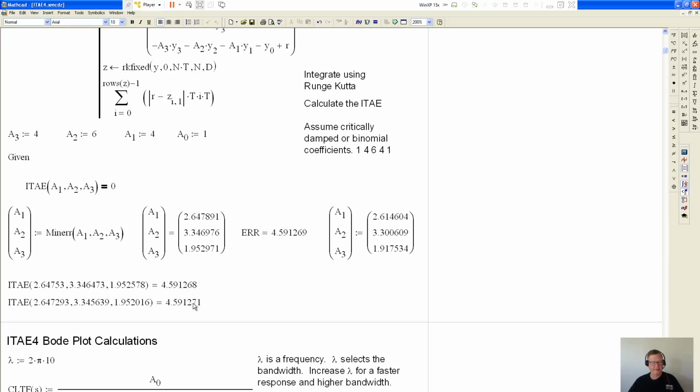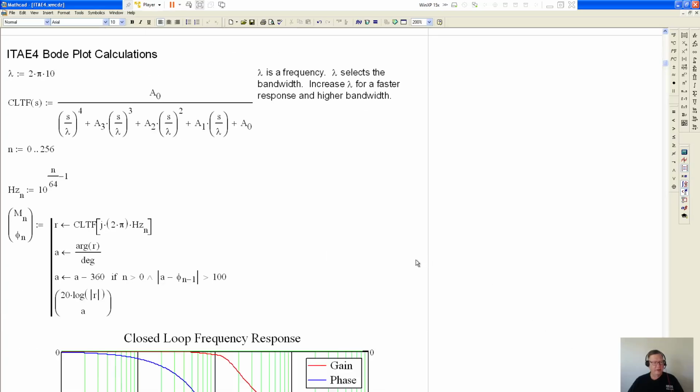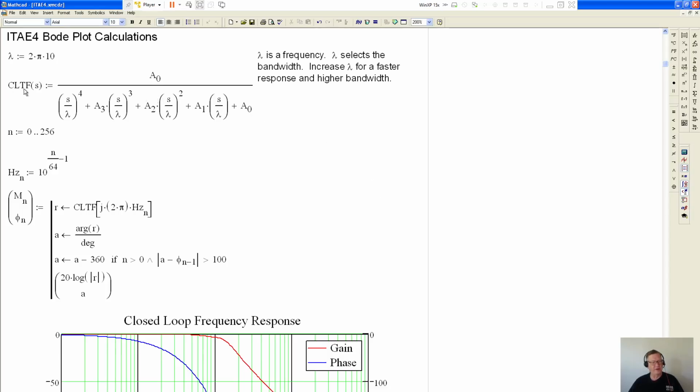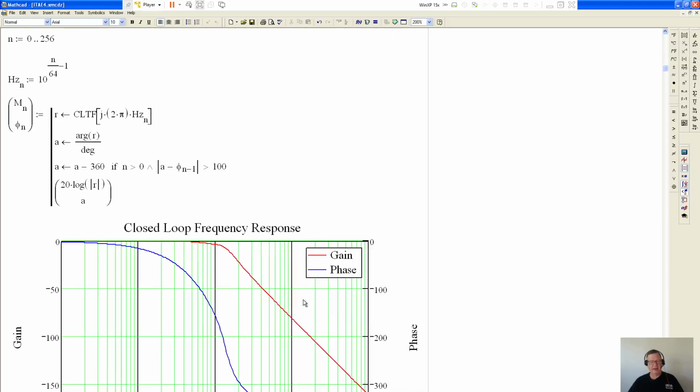And you can see that I get slightly different answers depending upon, well, round-off errors, whatever. I don't know how it starts the initial conditions. So this is the Bode plot, and in this case, this would be the closed loop transfer function, and you can see that it looks very nice.